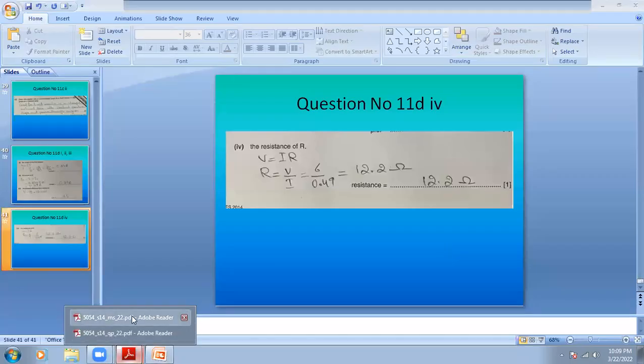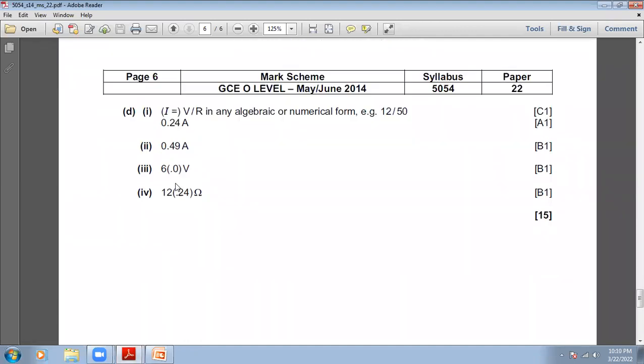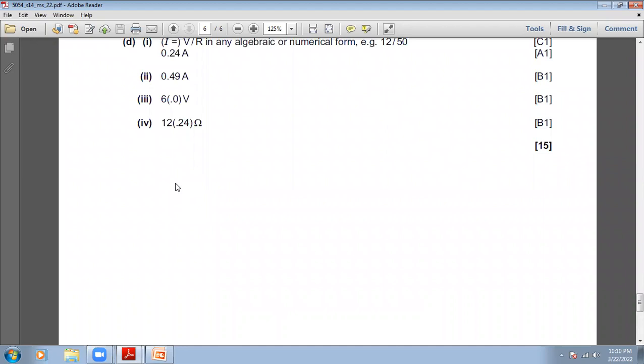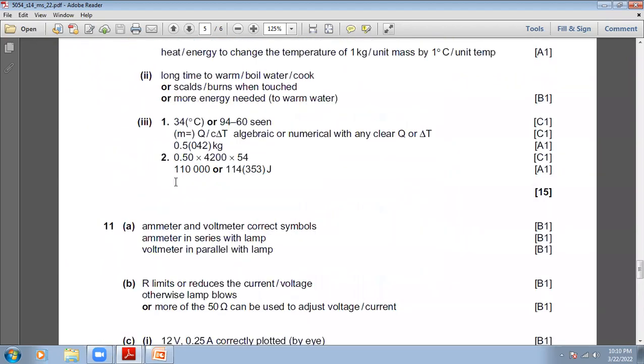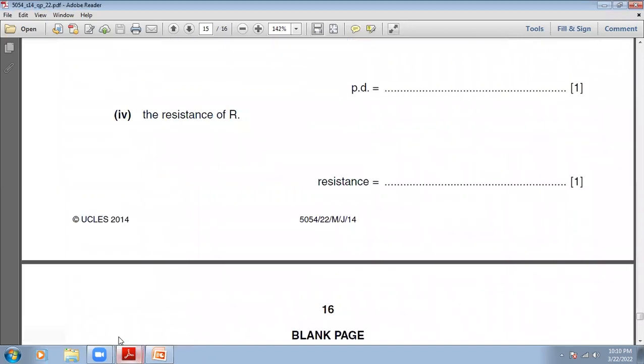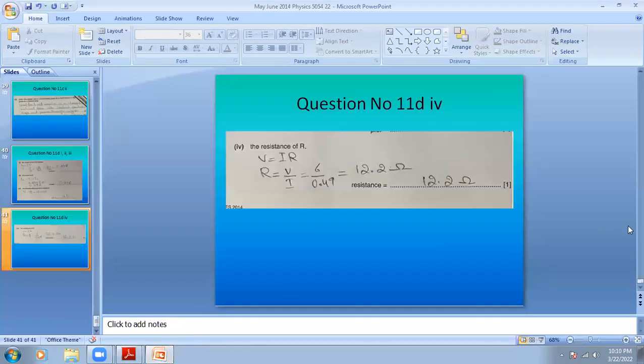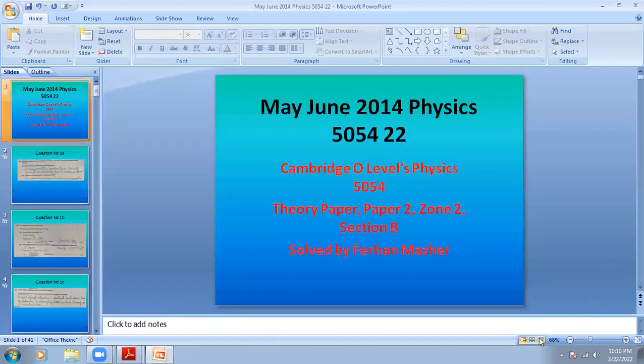So let me check the marking scheme. So 12.24 ohms, okay, 6 volts, 0.49. So question number 11 is done. My dear students, we are done with this paper, and let me come to the end.